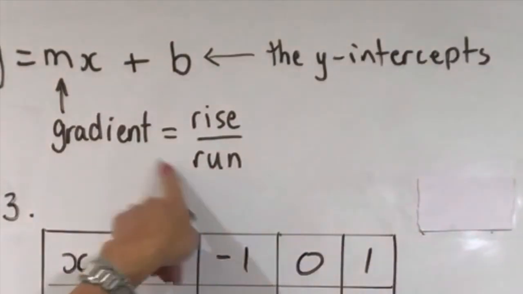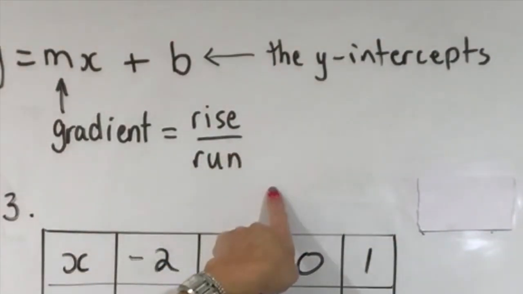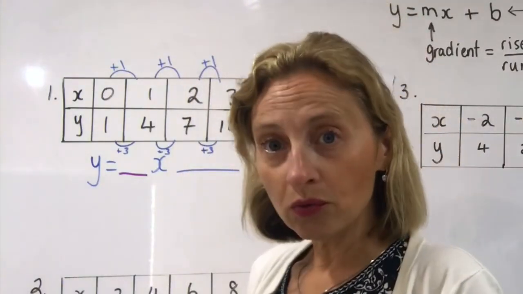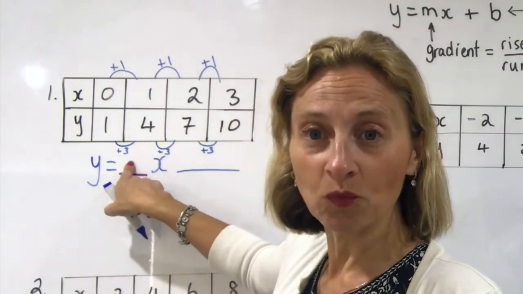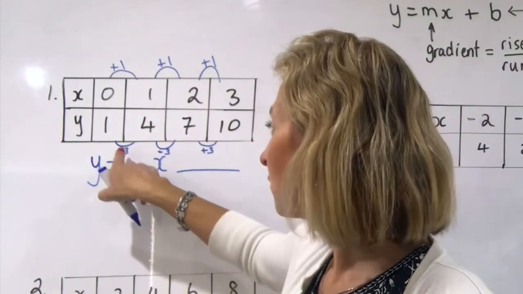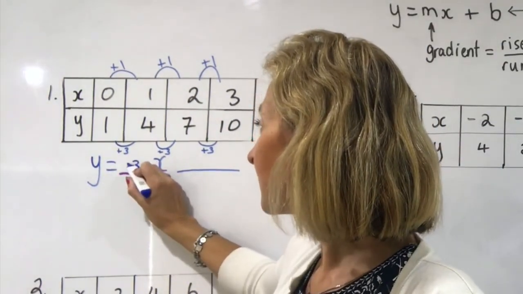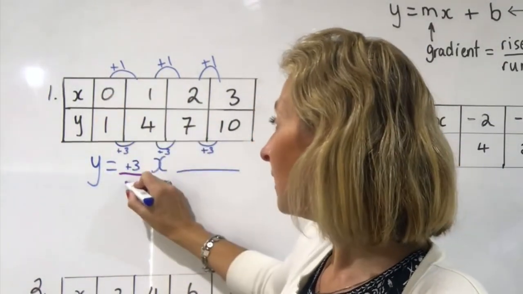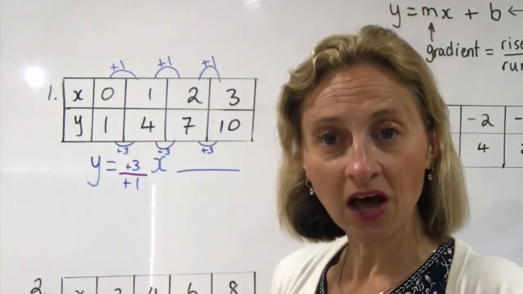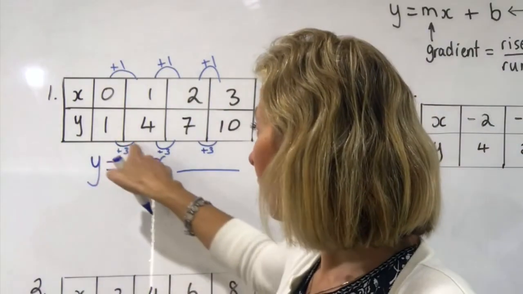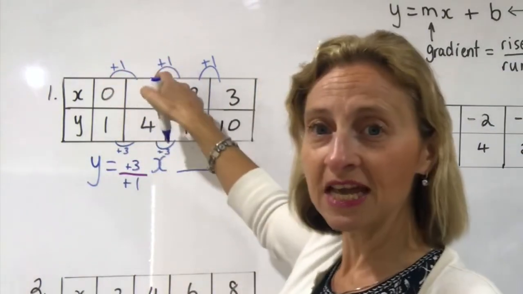So what's the gradient again? Don't we have up here that gradient is rise over run? So I now know that the gradient of my line, this letter m in front of the x, must be the rise, which in this case is plus 3, over my run, which is plus 1. And that will always give me the gradient of the line: the difference in the y's over the difference in the x's.